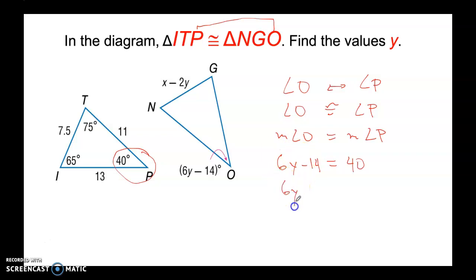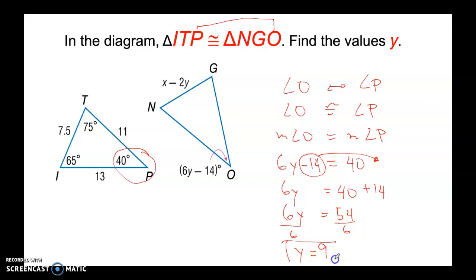We have 6y minus 14 equals 40. Negative 14, if we transpose, becomes positive 14. 6y equals 40 plus 14, which is equal to 54. To solve for the value of y, we divide both sides by 6. Y is equal to 54 divided by 6, which is equal to 9. Therefore, the value of y is equal to 9.